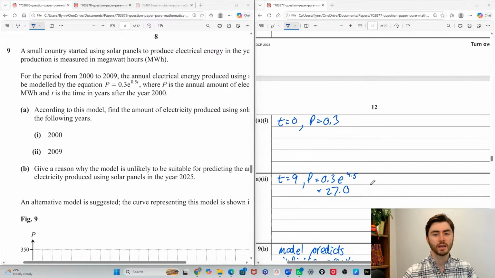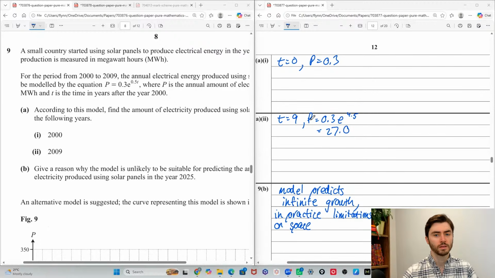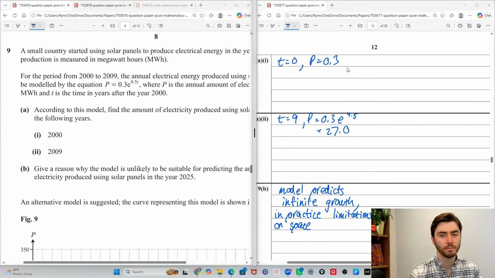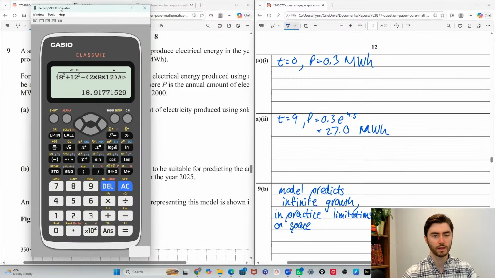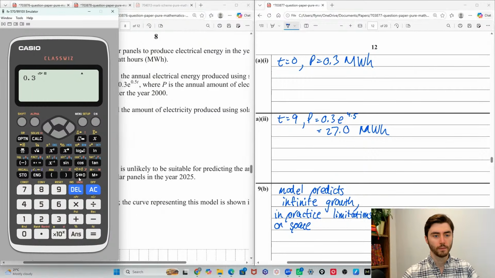So here, 9, put in 0, you get 0.3 megawatt hours. So again, what I was doing before, let's put this in units. Megawatt hours. So T equals 9, plug that in. Let me just confirm that. 0.3. E to the 0.5 times 9 does in fact give me that.